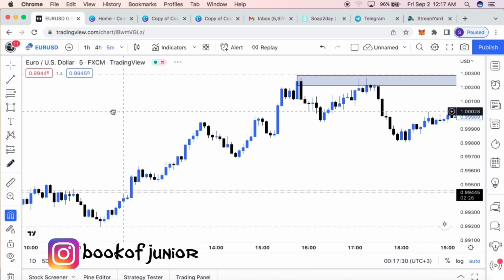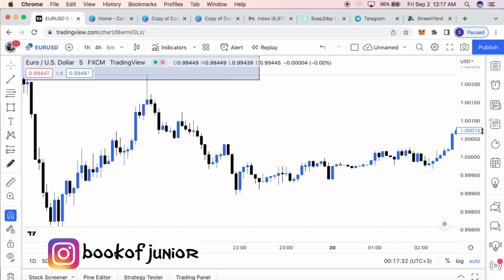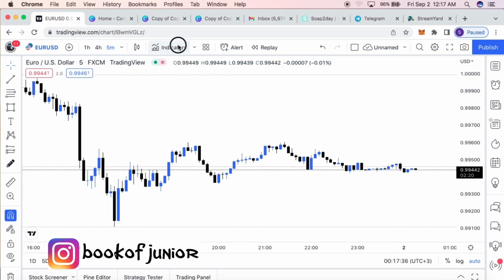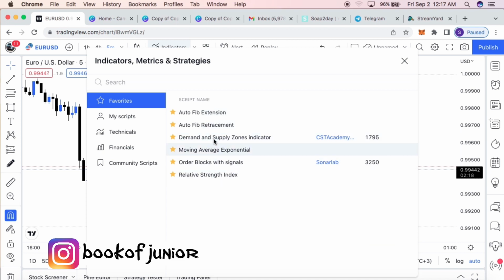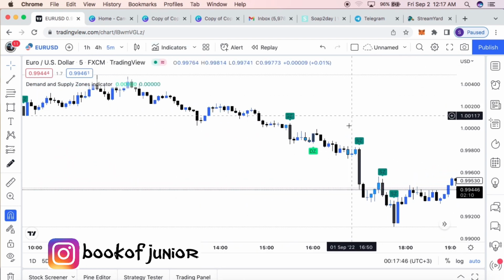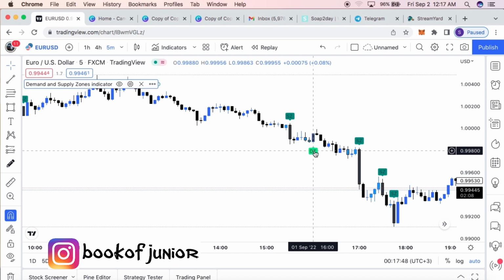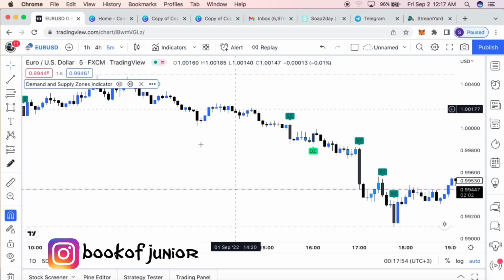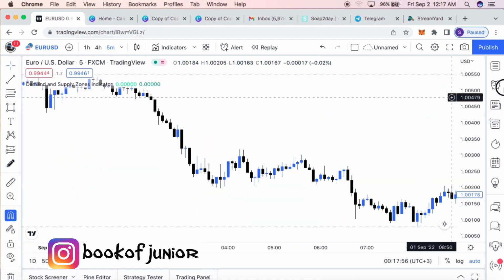If you want to use the indicator to find demand and supply zones, guys, what you want to do is come to this zone up here, come to indicators, then search for this indicator called demand and supply zone. I just tap on it, and it will show you all demand and supply zones on the market. As you can see, this green one represents demand zone. Then this other dark green one represents supply zone.